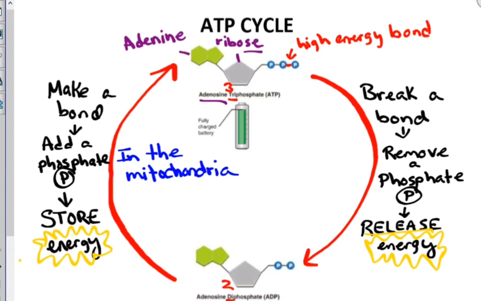Okay, so tell me, what has more energy, ATP or ADP? ATP. Okay, how do I release energy from ATP? Okay, which bond, which phosphate? 1, 2, or 3? Yep, the third phosphate releases the most energy. Okay, and then to restore ATP, to store the energy again, what do I need to do? Make a bond, add a phosphate.